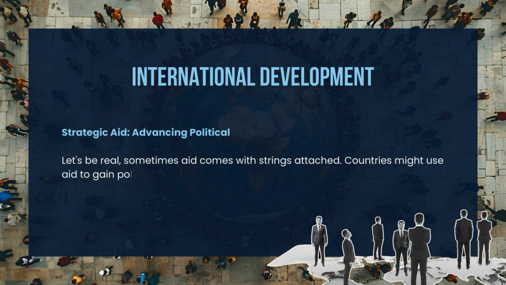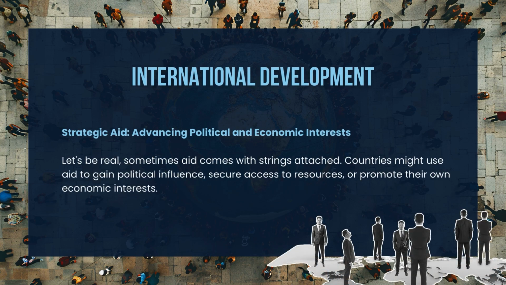Strategic aid, advancing political and economic interests. Let's be real, sometimes aid comes with strings attached. Countries might use aid to gain political influence, secure access to resources, or promote their own economic interests.